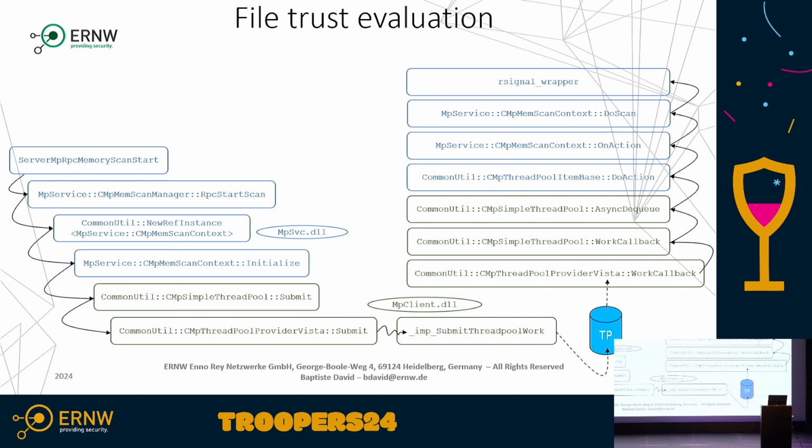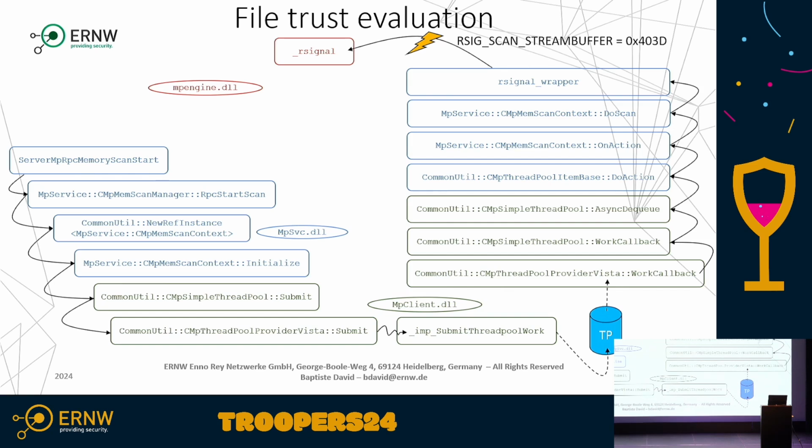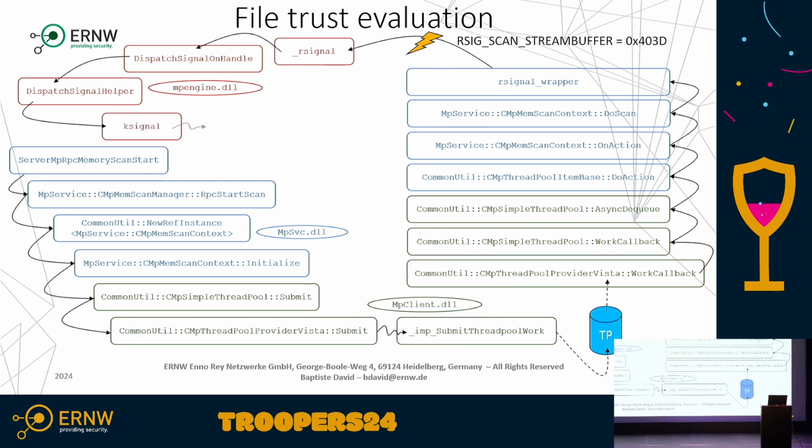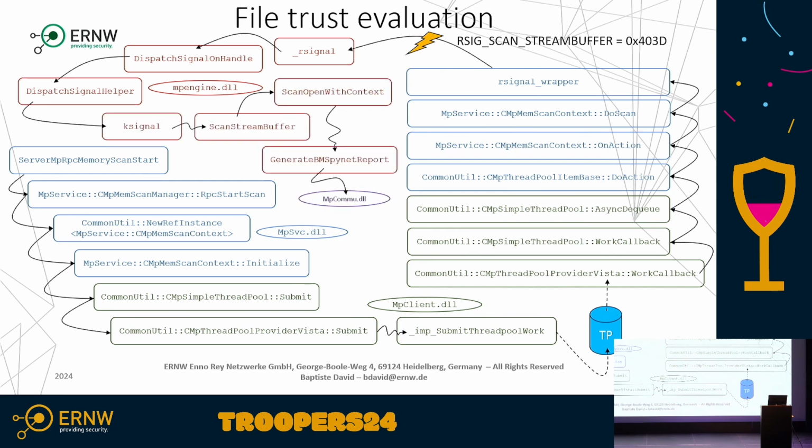And then we have air signal wrapper. Air signal wrapper is a function to communicate asynchronously, again, with MP engine. And we give this special value, R6 scan stream buffer, and in air signal. And then the engine is going to continue to process that signal. Cast signal is the important function, which makes the translation from that value to this function, scan stream buffer. Makes sense because the buffer is in memory. So we are going to scan the file in memory.